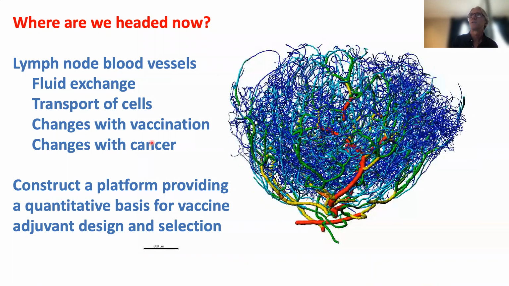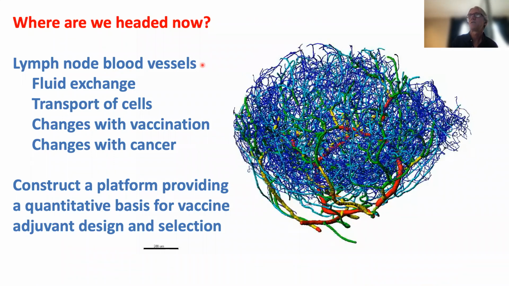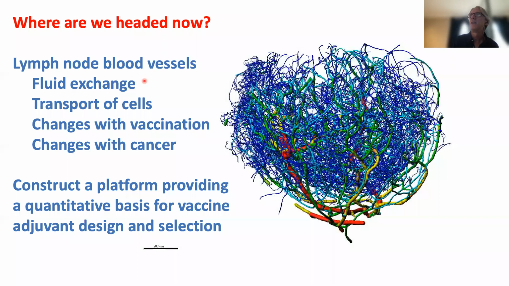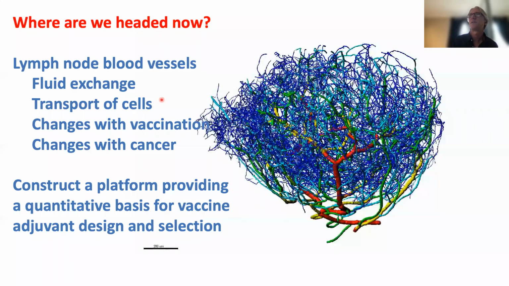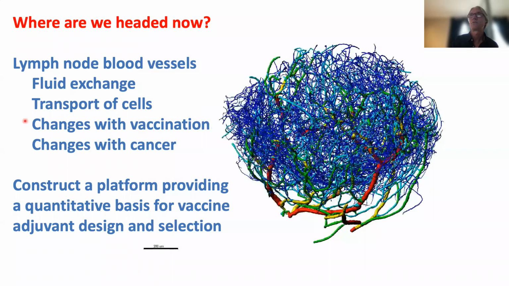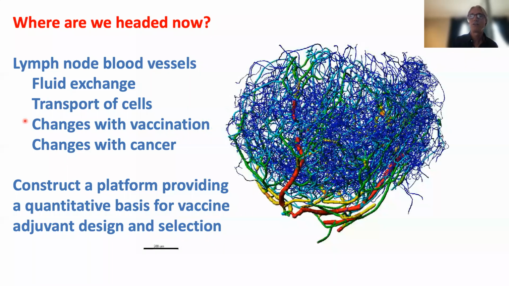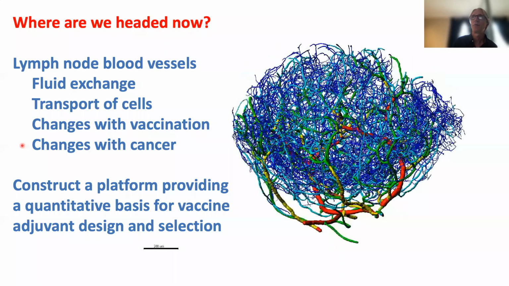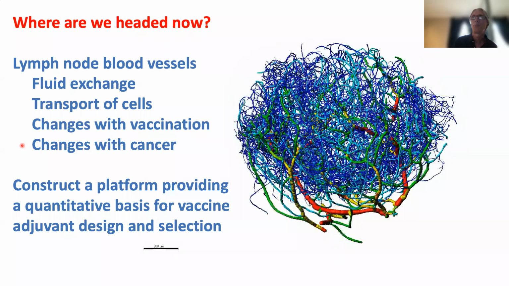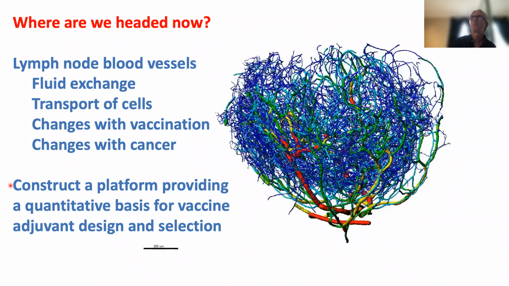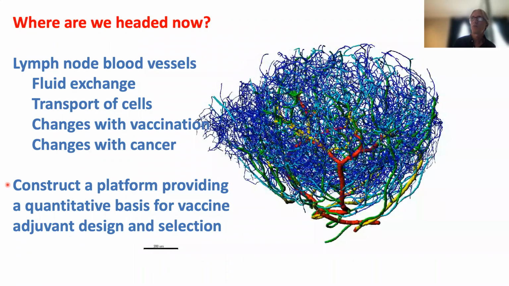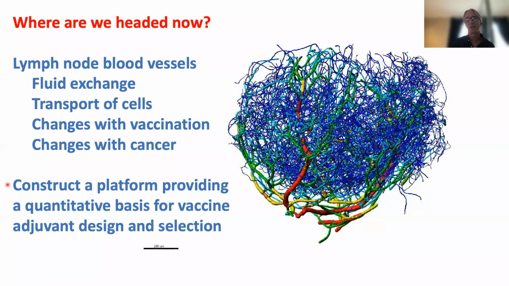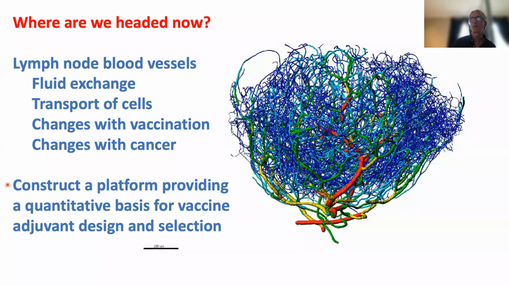So these lymph node blood vessels are really interesting. They're responsible for fluid exchange inside the lymph node. So there's exchange between the lymph compartment and the blood compartment inside lymph nodes. A lot of cells get transported across the walls of these vessels. There are changes in lymph node structure with vaccination, as you've seen earlier. There are big changes in lymph nodes with cancer, and we'd like to know what happens to these blood vessels. It's never been imaged, never been measured, and we'd love to know more about that. And finally, what can we do for vaccines? Well, I think what we provide is the possibility of a platform for providing some rational basis for choosing a particular adjuvant for a particular vaccine.